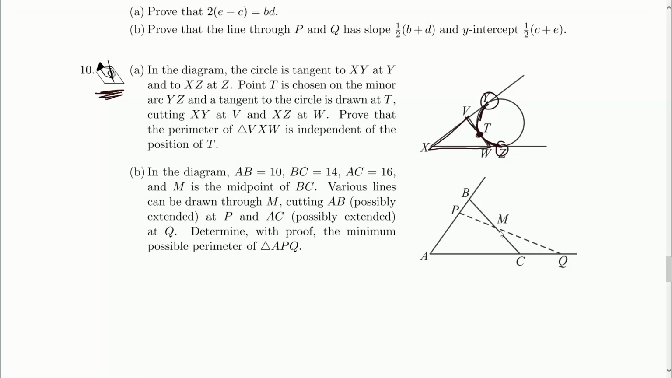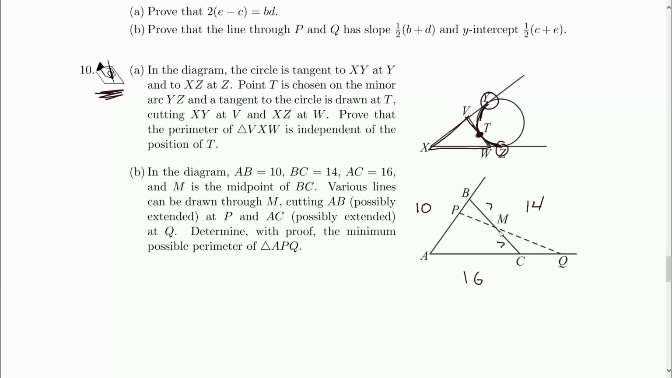So B part, in the diagram, AB is equal to 10. Okay, they're actually giving us lengths here. BC is 14. And AC is 16. Odd choice of numbers. I'm not seeing anything. They're not Pythagorean triples or anything like that. They are all multiples of 2. M is the midpoint of BC, so I guess these are both 7.